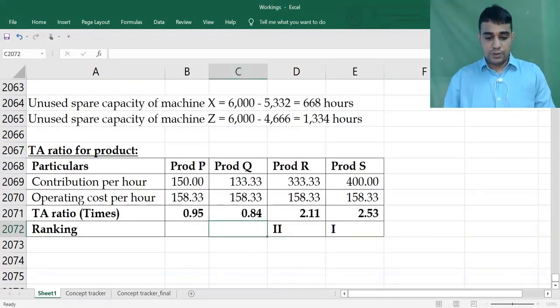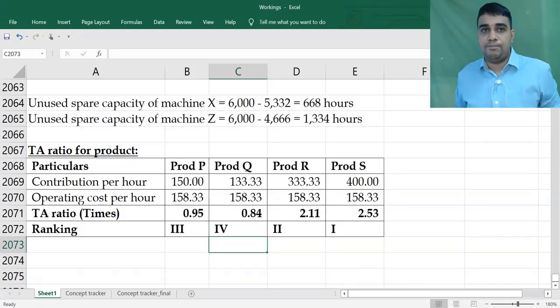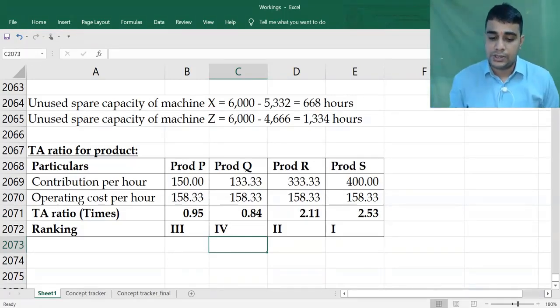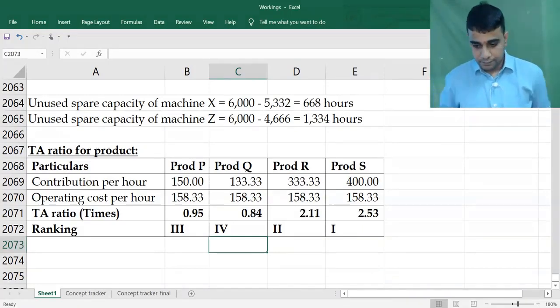This would have been the ranking earlier also: 3, 4, 2, 1. The ranking is going to remain the same because the denominator is the same. The denominator does not change. You can do a ranking based on TA ratio, or you can do a ranking based on contribution per hour. Clear?